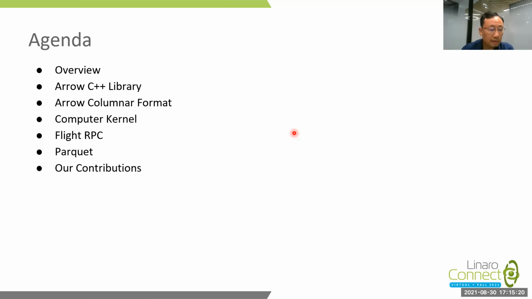First, the agenda. First, I will give an overview of the Apache Arrow project: what Arrow does, and what problem Arrow tries to solve. And then I will introduce the Arrow C++ library, so all the components of the Arrow C++ library.